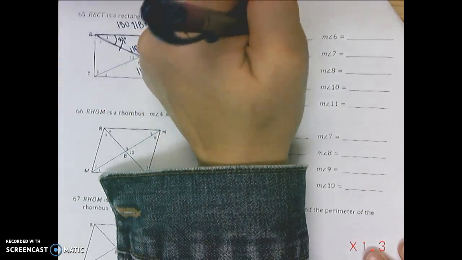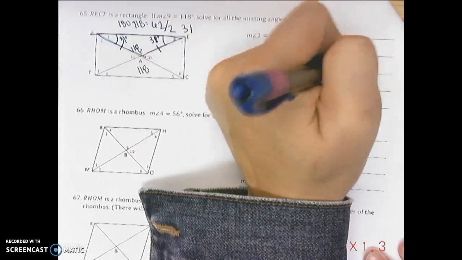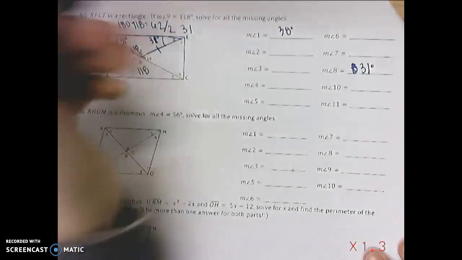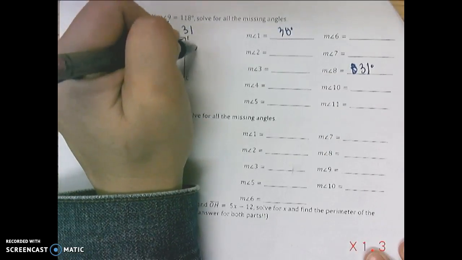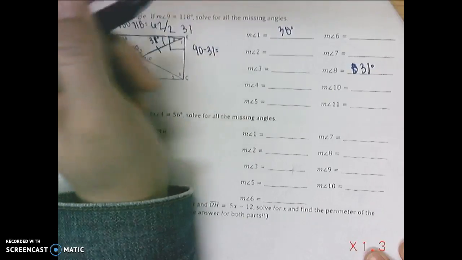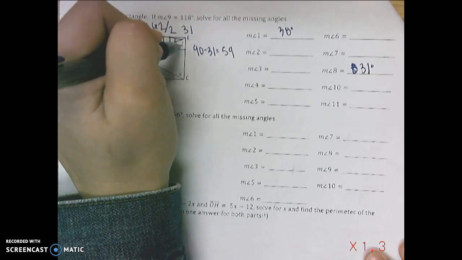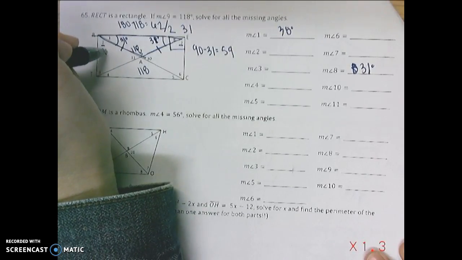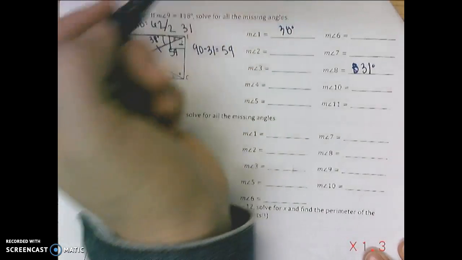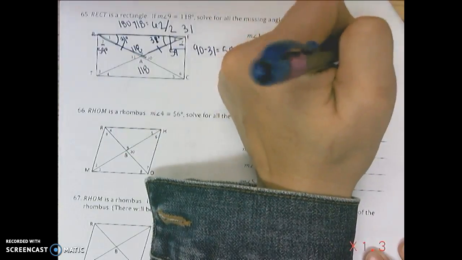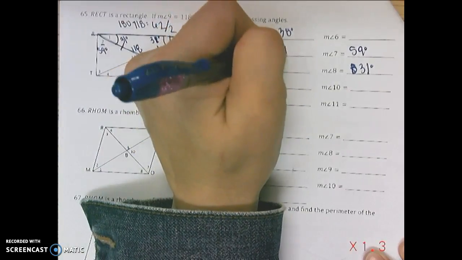Angle 1 is 31 degrees, and angle 8 is 31 degrees. All right, well, it's a rectangle, so it forms 90 degrees in each of its corners. I'm going to do 90 and subtract 31, and that will give me 59 degrees. So I know that angle 7 and angle 2 are both 59 degrees. So angle 7 is 59, and angle 2 is 59 degrees.